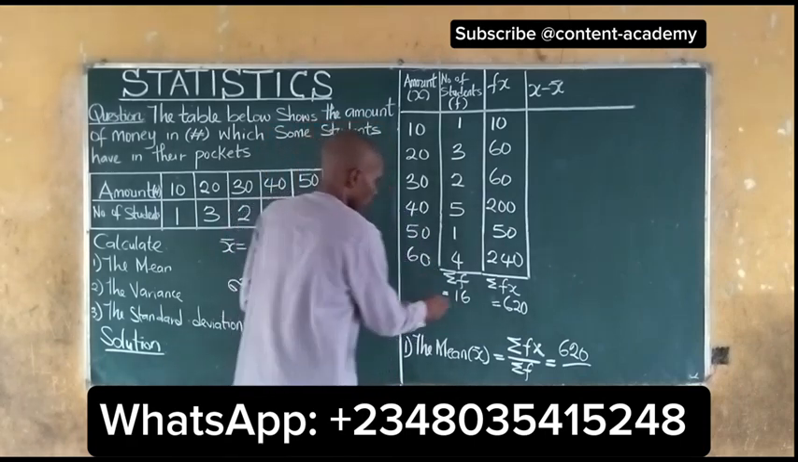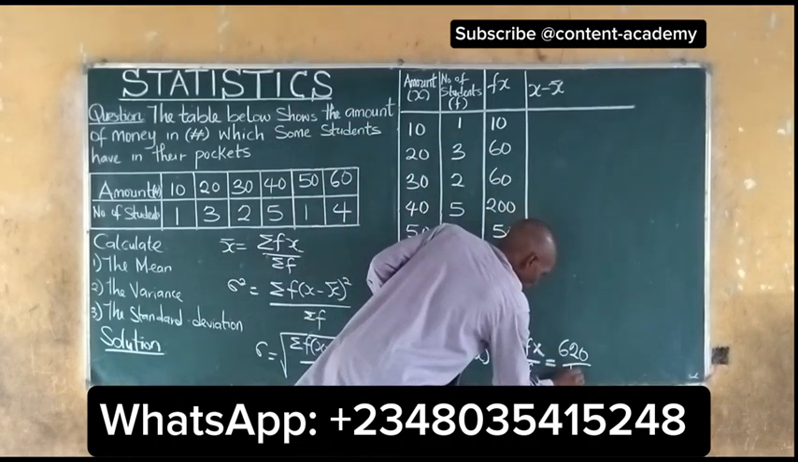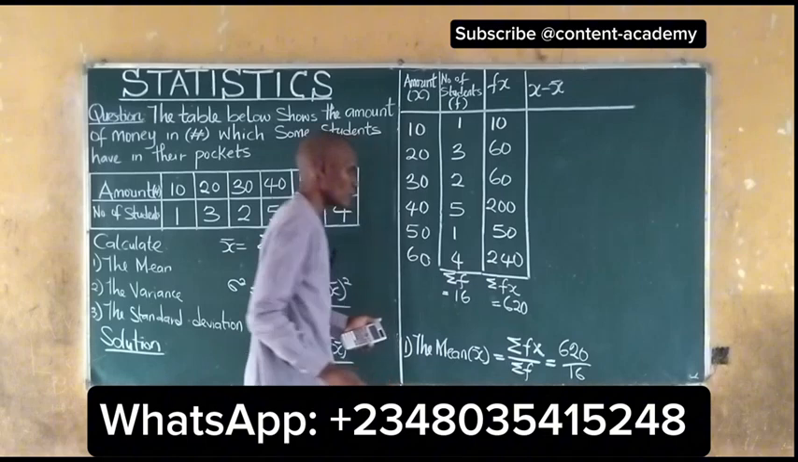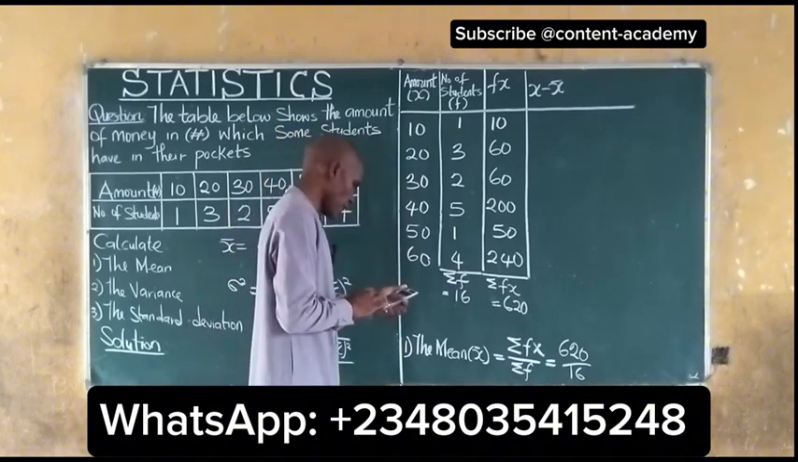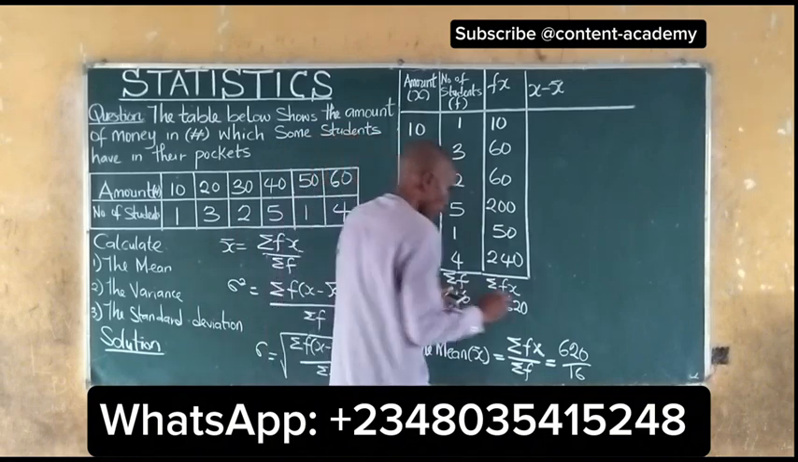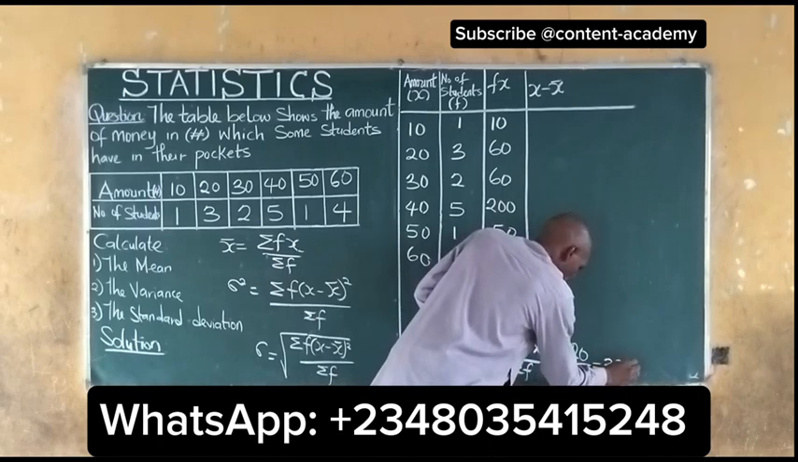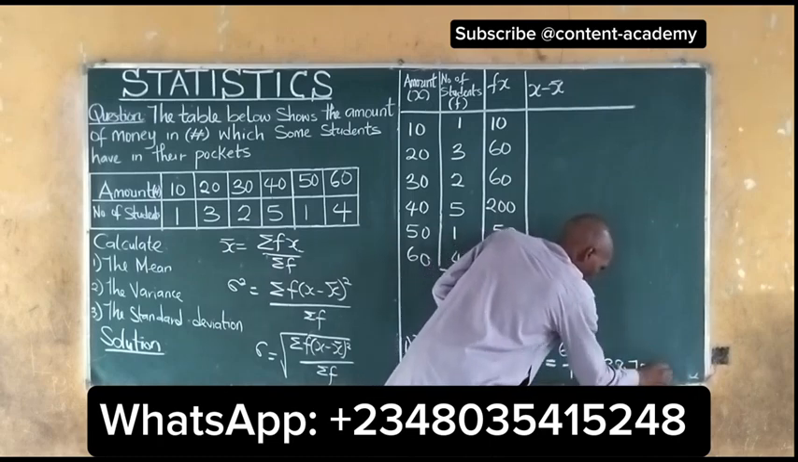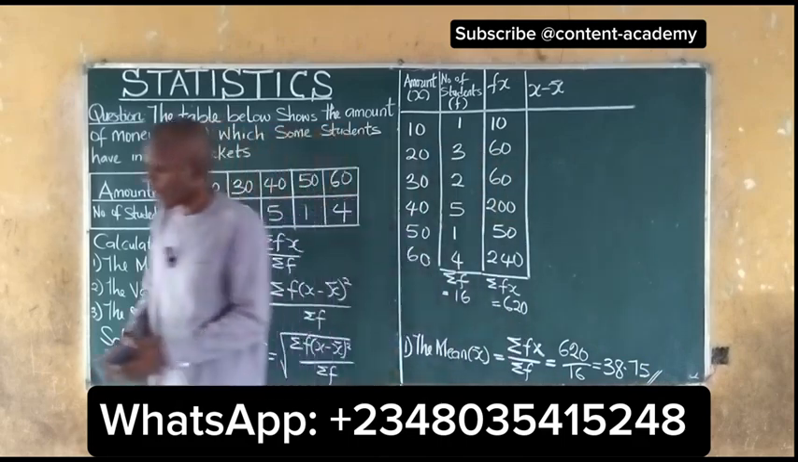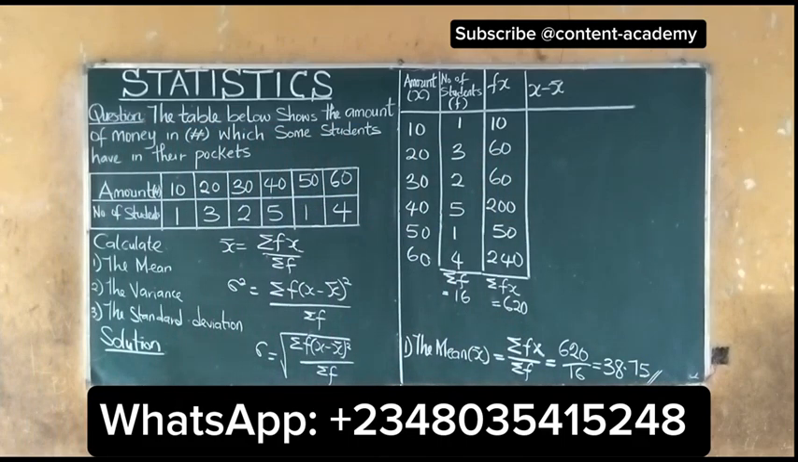So 620 divided by 16, we have 38.75. 38.75 is what we have as our mean.